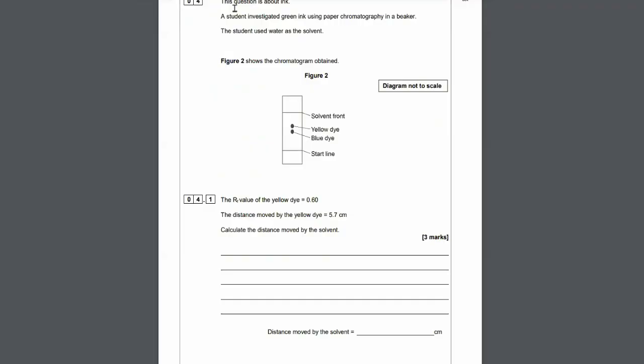Question 4. We're looking at a dye here. You can see it's chromatography. Figure 2 shows the chromatogram obtained when someone puts some dye on the start line. We can see we've got two types of dye. It's split the chemical into blue dye and yellow dye. It tells us that the RF value of the yellow dye is 0.60. The distance moved by the yellow dye is 5.7 centimeters. Calculate the distance moved by the solvent.